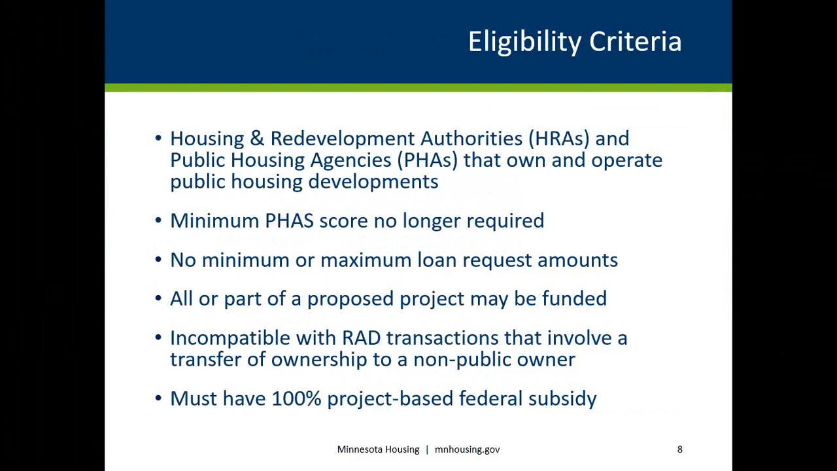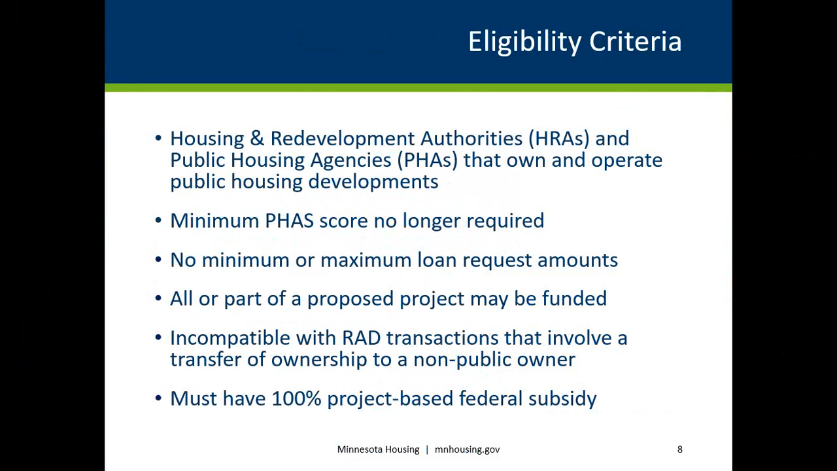So eligibility criteria, who can apply? Your development must be public housing that is owned and operated by a city or a county, HRA or PHA. It's important to note that a minimum FOS score is no longer required in order to apply. We hope that this will encourage some organizations that were previously not eligible to consider applying this year. There's no minimum or maximum amount, so you can request the amount of funding that your unique building and project requires. All or part of your project may be funded.